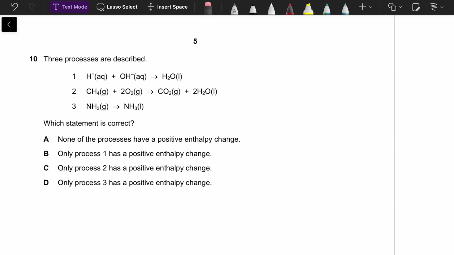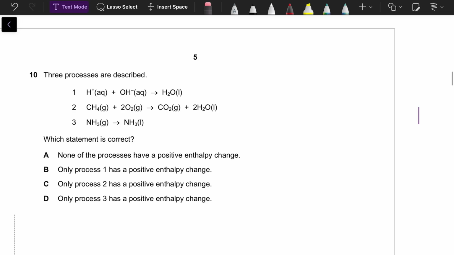Question number 10. 3 processes are described, and we have been given 3 equations. It's asked us which statement is correct. Either one of the 3 processes has a positive enthalpy change, and which one, or whether they all have negative enthalpy changes. Now, something that is important to note is the fact that any negative enthalpy change means an equation is exothermic.